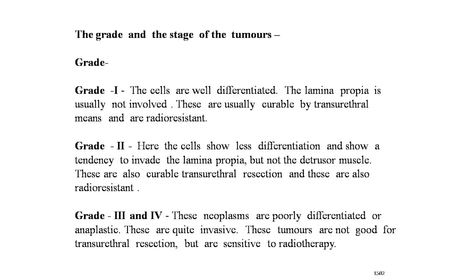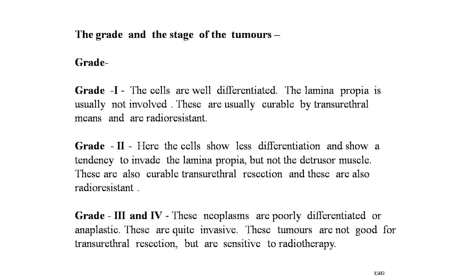Grade first. According to the degree of cell differentiation, carcinoma of the bladder has been classified into various grades. Grade 1: the cells are well differentiated. The lamina propria is usually not involved. It is papillary in type and usually has a narrow base. They are usually curable by transurethral means and are radio resistant.